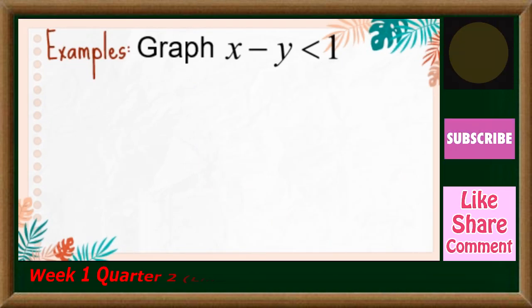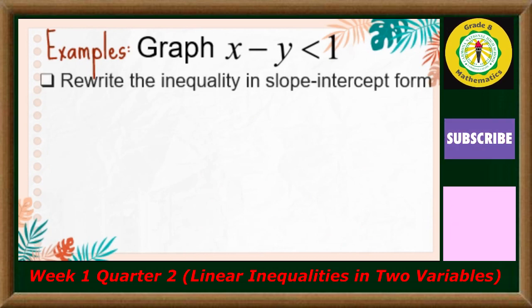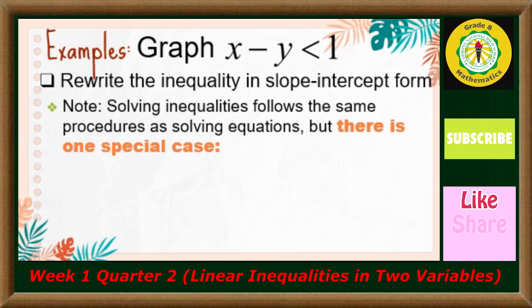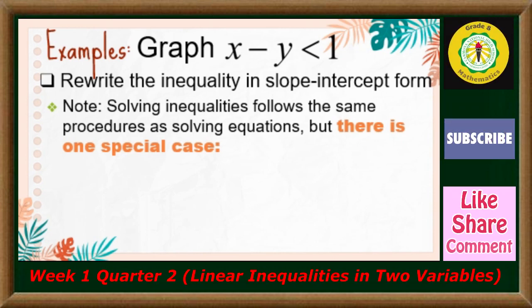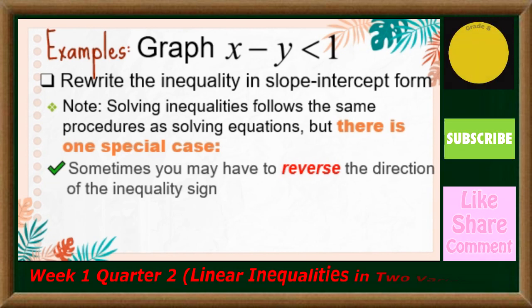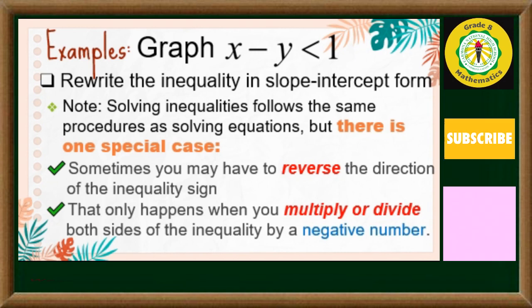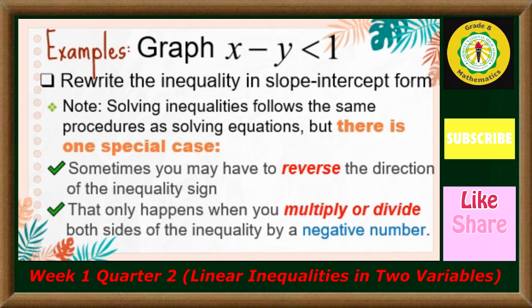Next, graph x minus y is less than 1. First, we need to rewrite the inequality in slope-intercept form. Note that solving inequalities follows the same procedures as solving equations, but there is one special case. Remember, sometimes you may have to reverse the direction of the inequality sign. And that only happens when you multiply or divide both sides of the inequality by a negative number.